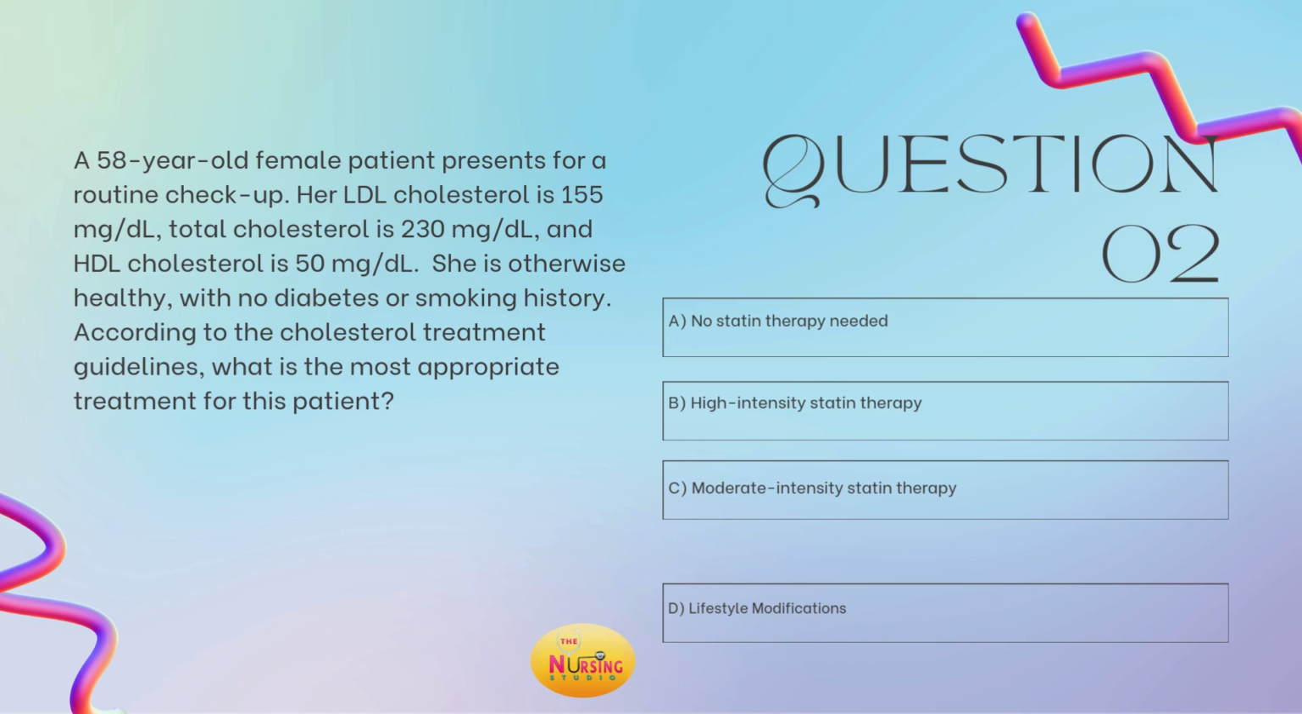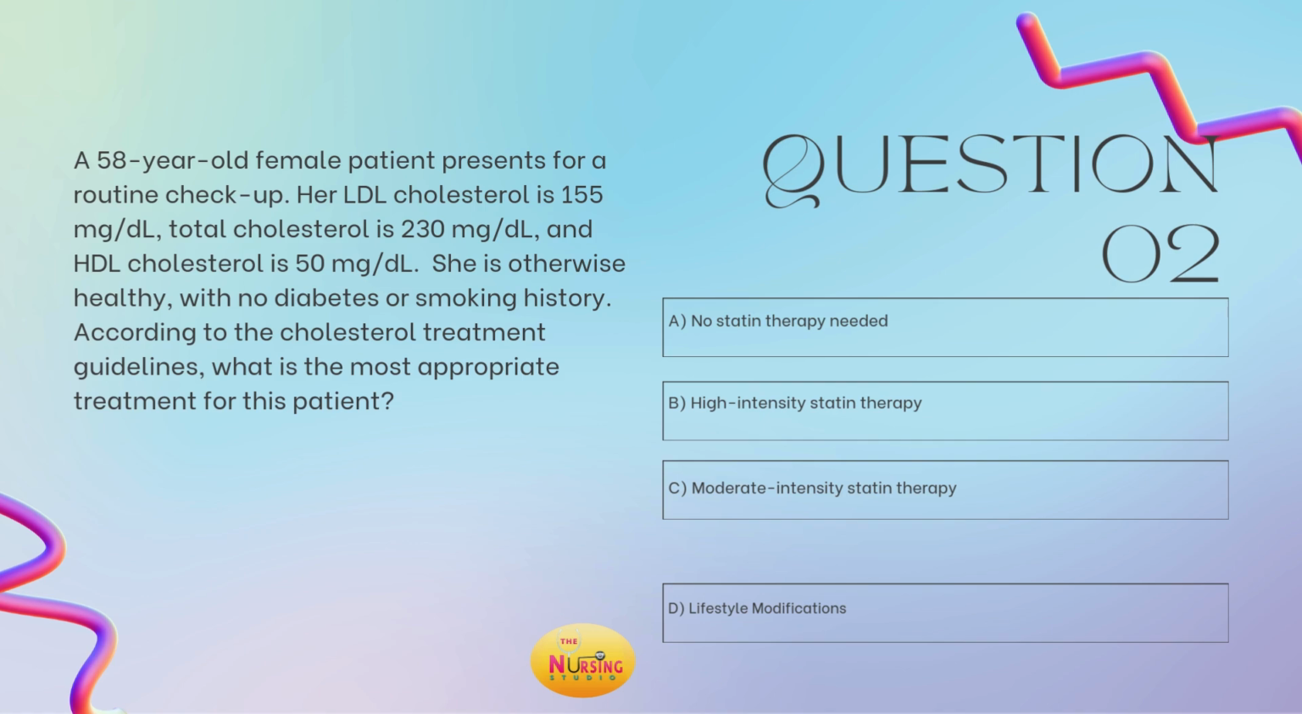All right, so stemming the question here, according to the cholesterol treatment guidelines, what is the most appropriate treatment for this patient? So let's see what's going on. We have a 58-year-old female. Her LDL is 155 milligrams per deciliter. You know we want this less than 100. And if they have two or more comorbidities, we want it less than 70, right? So less than 100 is that standardized goal. So we are definitely exceeding that.